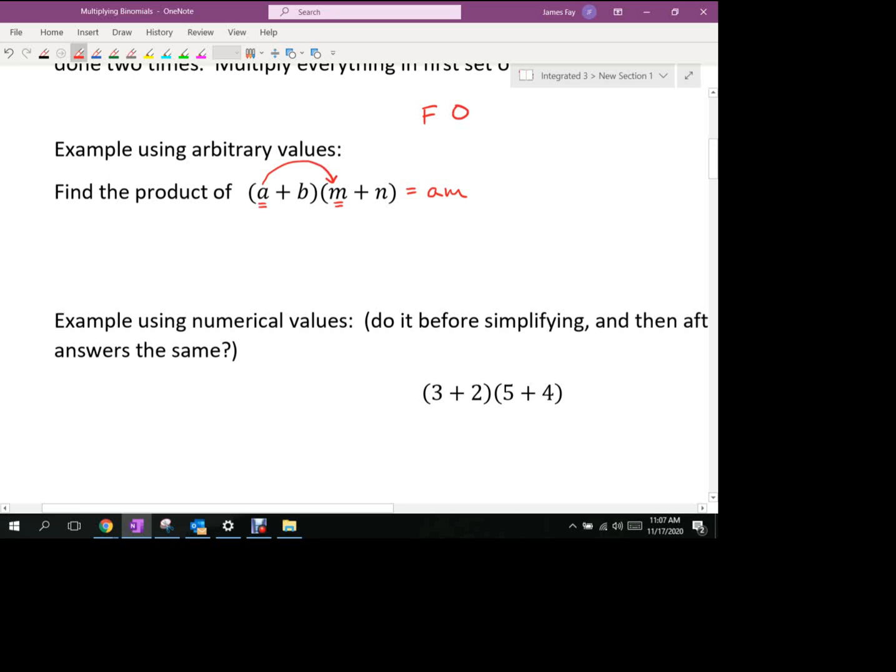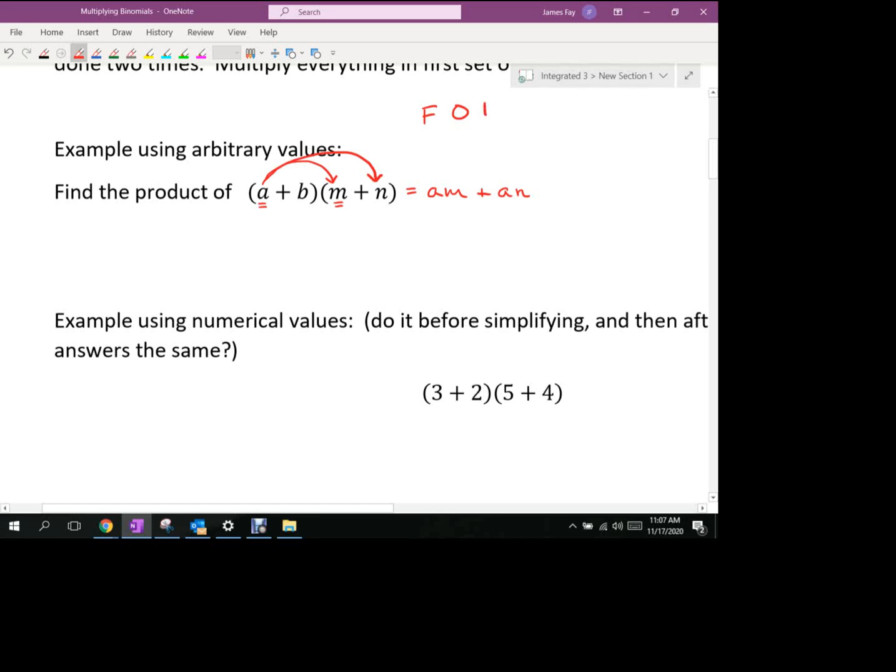Then O was outside times outside. If we think about these four things standing in a row, A and N would be your outside terms. They're the ones on the edge, the extreme ones. So we take A times N, and we get positive AN. Now, here's my question. Does that, with those arrows, look like I distributed A to that second set of parentheses? Yeah.